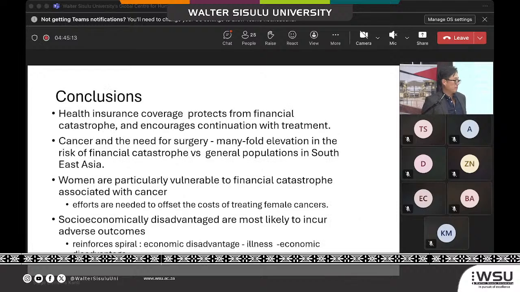In conclusion from that study, health insurance coverage protects from financial catastrophe and encourages continuation with treatment. Not surprising there. Cancer and the need for surgery result in a many-fold elevation in the risk of financial catastrophe versus general populations in Southeast Asia. Women are particularly vulnerable to financial catastrophe associated with cancer, so efforts are needed to offset the costs of treating female cancers in particular. And those with socio-economic disadvantage are most likely to incur adverse outcomes, and that would reinforce a spiral where economic disadvantage, we know, predisposes you to a greater risk of illness, which in turn predisposes you to a greater risk of economic disadvantage, which then perpetuates a potential cycle.